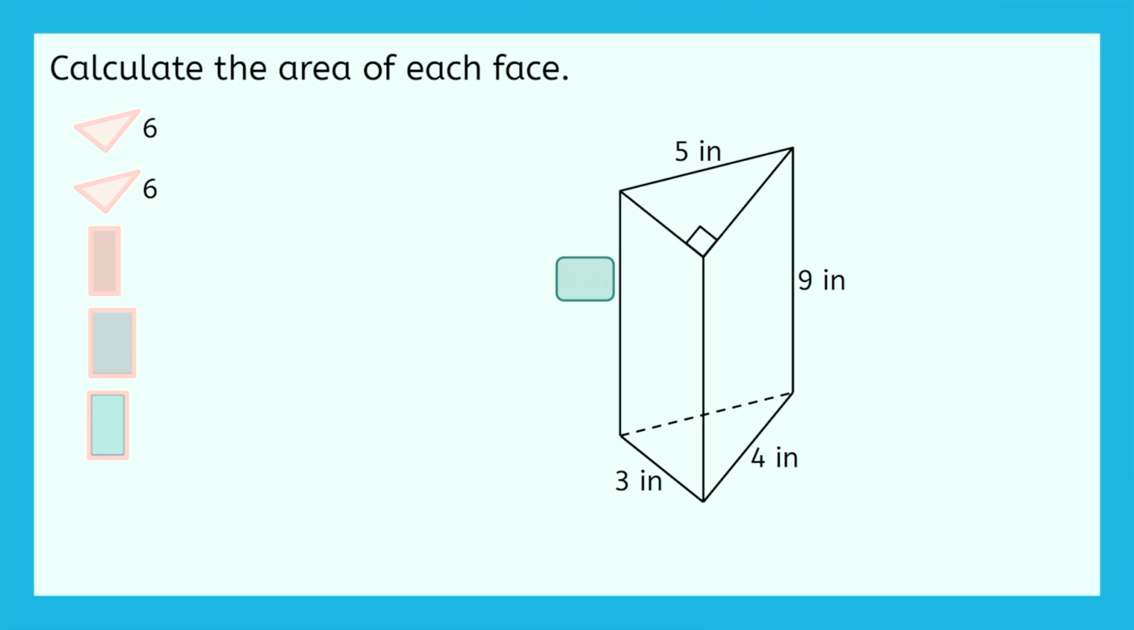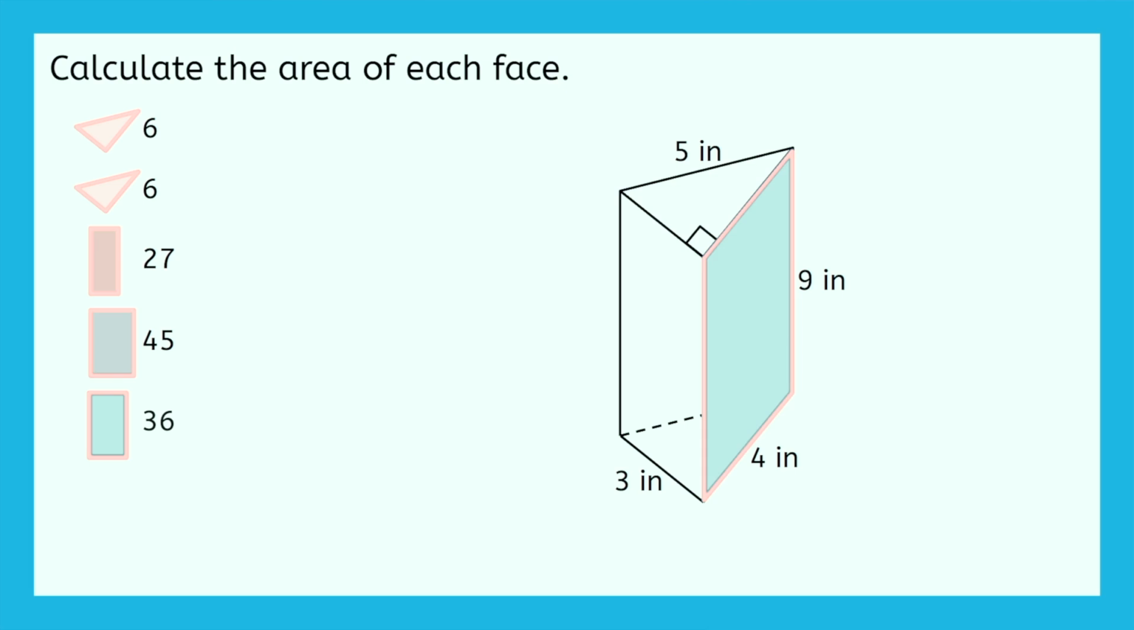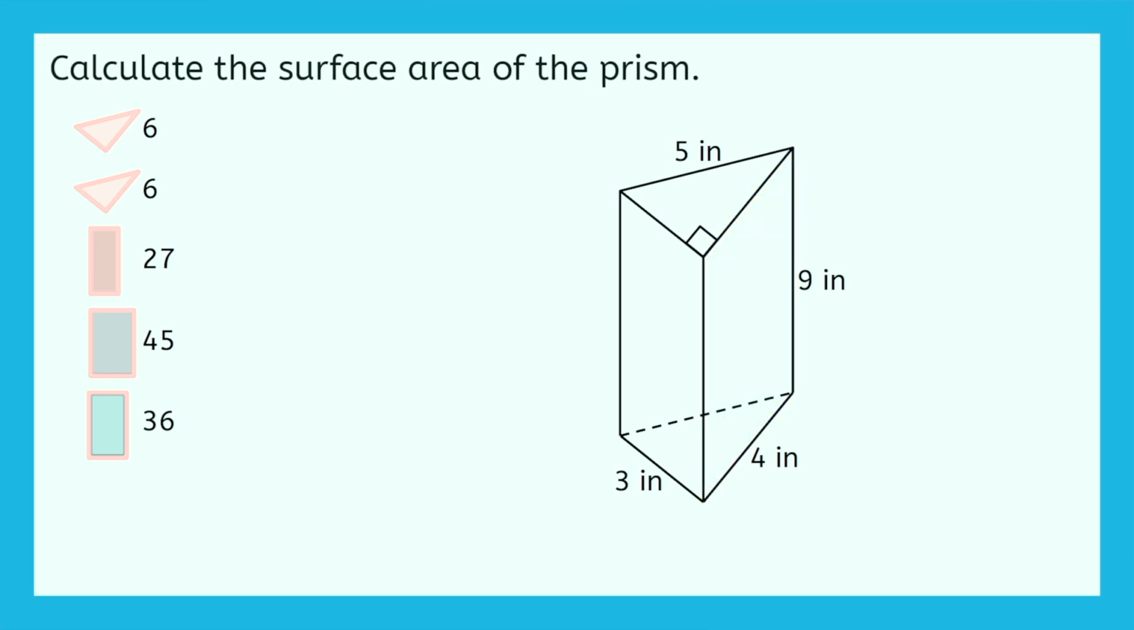Since this length will also be 9, this rectangle has the dimensions 3 by 9, which multiply to give it an area of 27 square inches. This rectangle at the back is a 5 by 9 rectangle, which gives us an area of 45 square inches. And for this final rectangle, we can multiply 4 by 9 to get 36 square inches. Now that we've calculated the area of each face, we can calculate the surface area of the prism. What can we do with all these calculations we just worked through to get the total surface area of this prism?